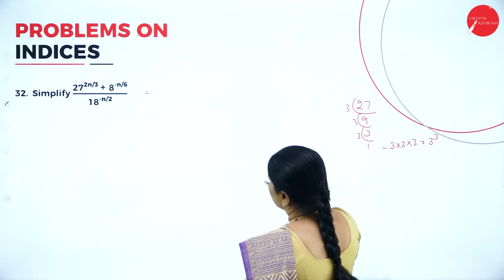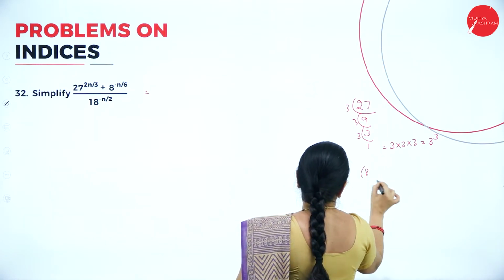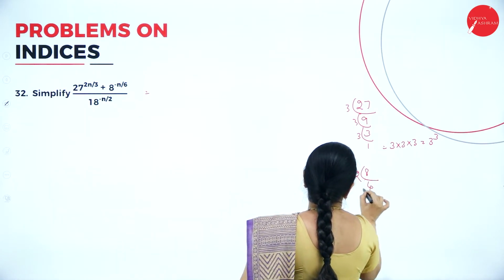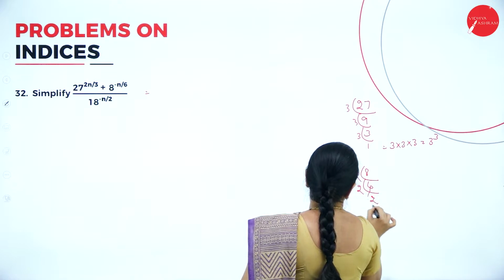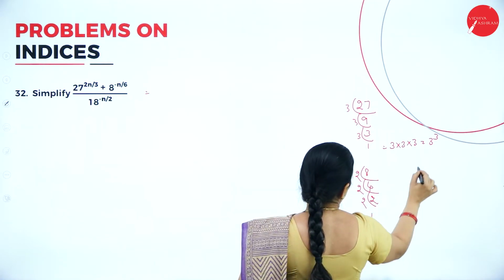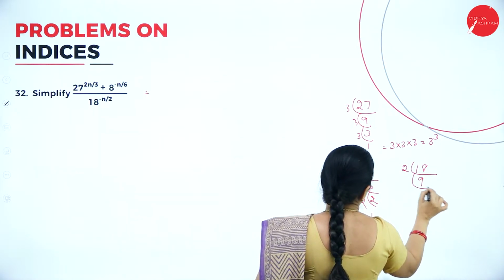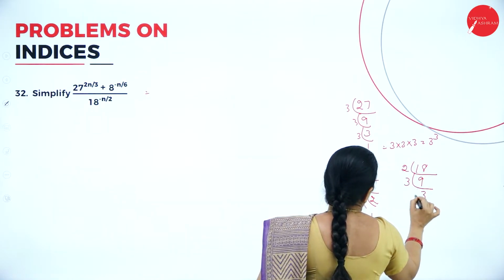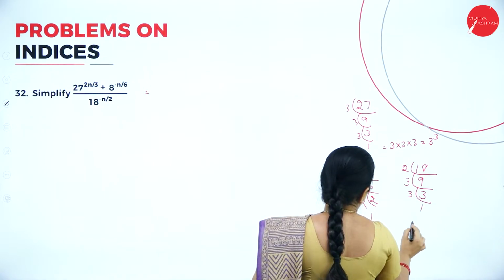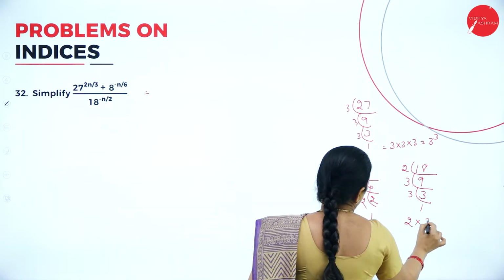Then we have 8 there. So 8 also can be simplified. 2 4s are 8, 2 2s are 4, 2 1s are 2. Next we have the number 18. So that also can be simplified. 2 9s are 18, 3 3s are 9, 3 1s are 3.